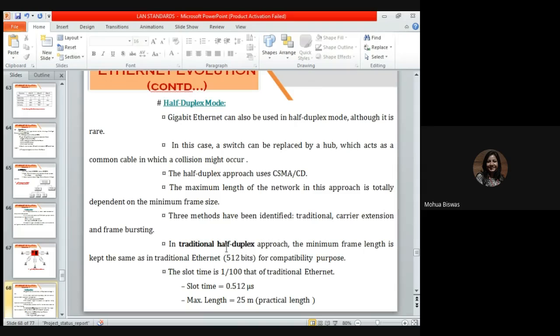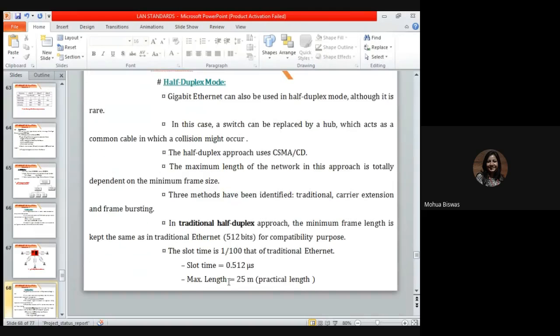As the traditional, we have already seen that the minimum you have allocated for data is 46 bytes, but we will use the same. But the slot time is 1/100 of that of traditional Ethernet. 1/100 means what? It will detect collisions 100 times earlier as compared to your standard Ethernet or Fast Ethernet. That means what? Slot time. It will detect whatever collision happened 100 times earlier as compared to your traditional Ethernet. Clear? That is the first one, traditional half duplex.